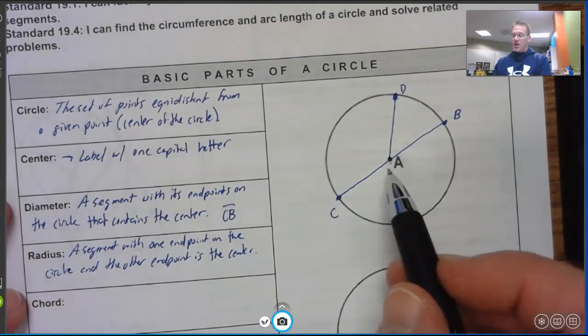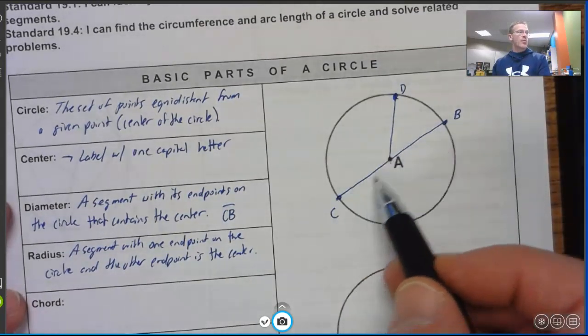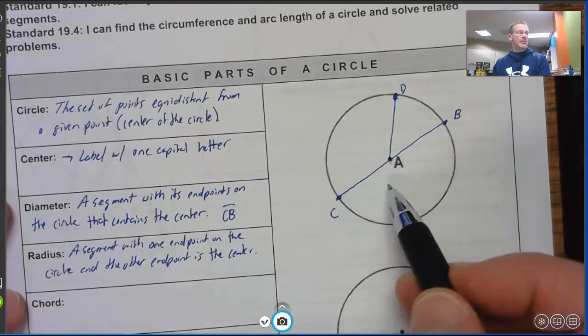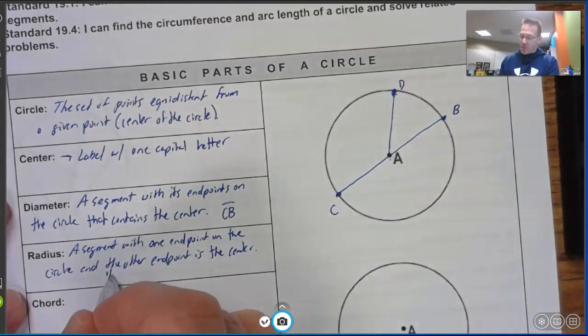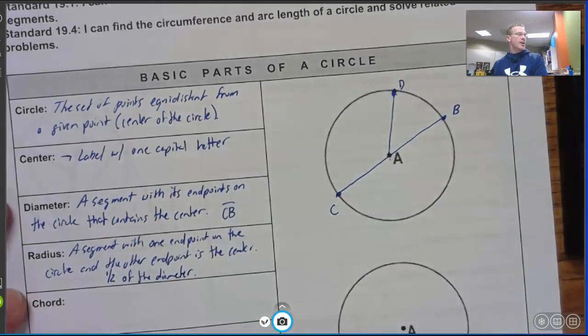Now, here's what you should know. If I look at diameter DB, it takes two radii to make up that diameter. So the radius is always going to be one half of the diameter. That's another little piece of information there. So the radius is always half of the diameter.